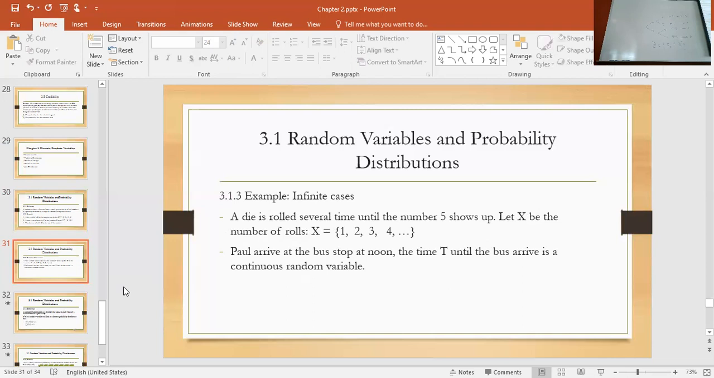We arrive at the bus stop at noon. The time T until the bus arrives is a continuous random variable. How long will he wait? He can wait for 5 minutes. You can wait for 1/100 seconds. So the time until the bus arrives is a random variable, which is a continuous random variable.